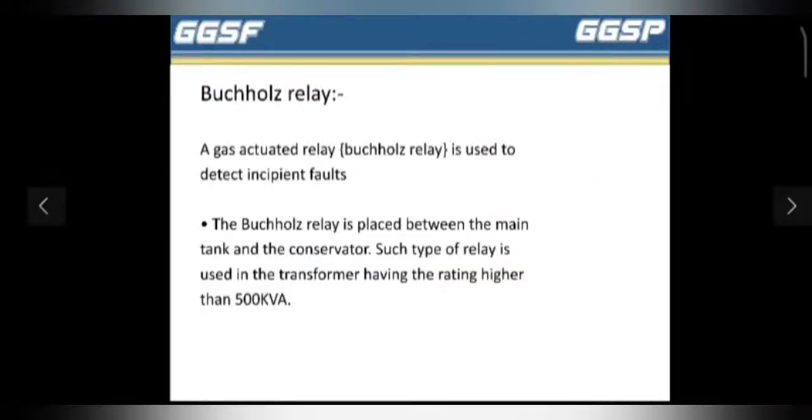Gas actuated relay or Buchholz relay. Gas actuated relay is used to detect incipient faults. The Buchholz relay is placed between the main tank and the conservator. Such type of relay is used in transformers having higher rating than 500 kVA.